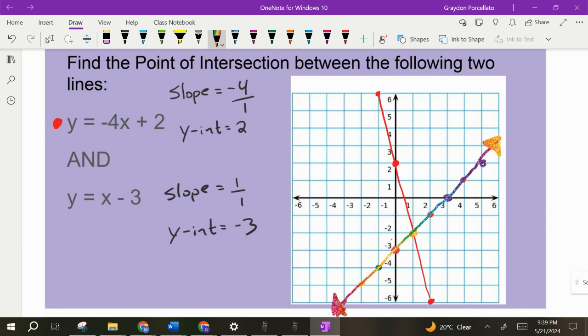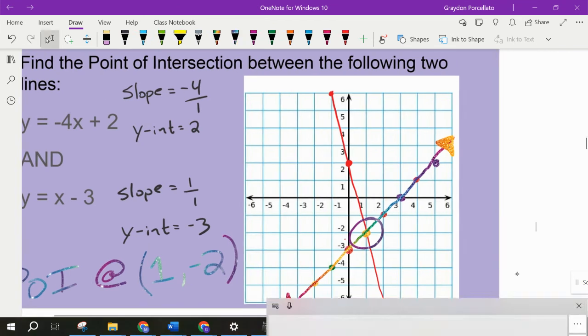Okay. And we see that our POI is at, what is that coordinate? It's 1, -2. Okay. So there's 4 examples for you.